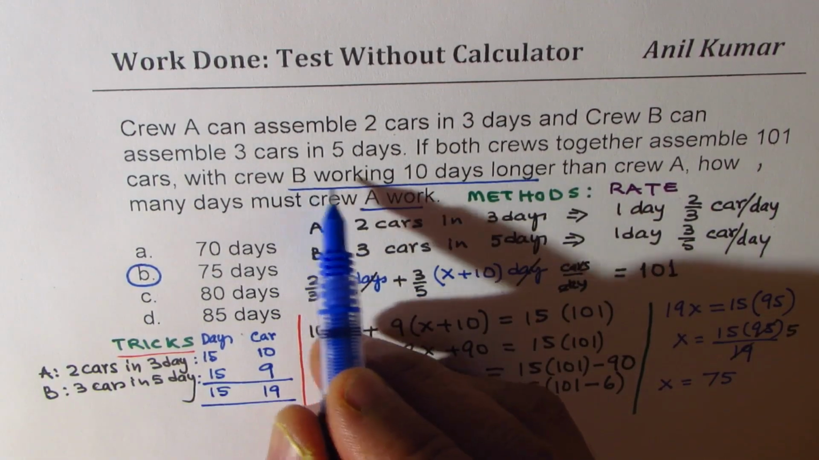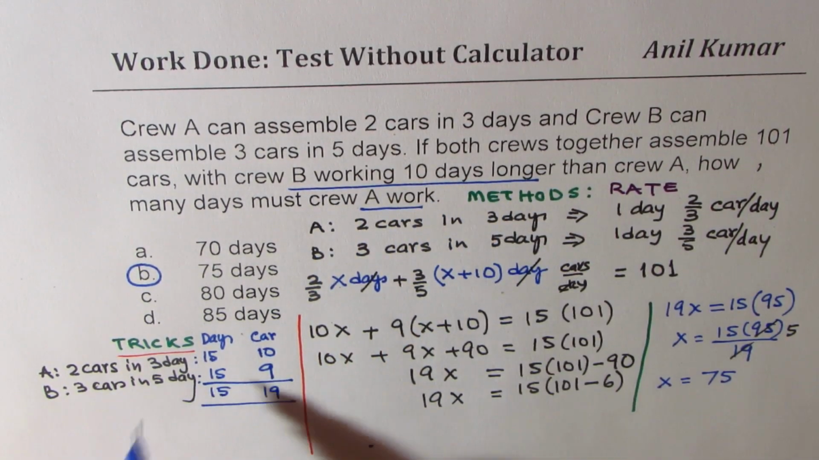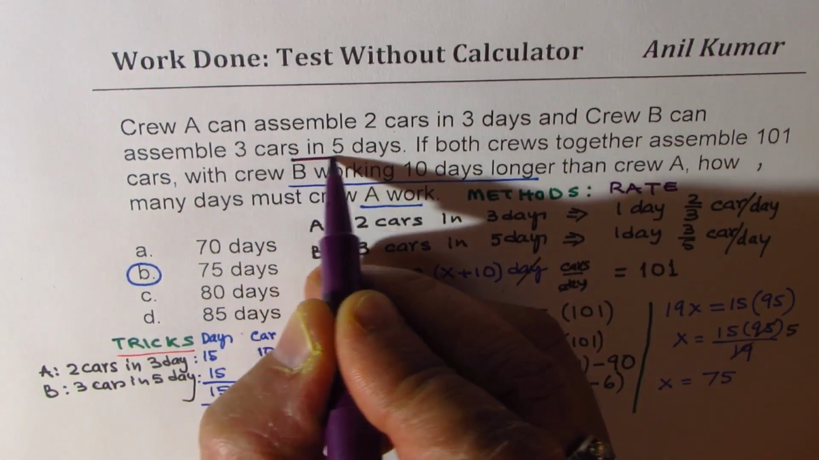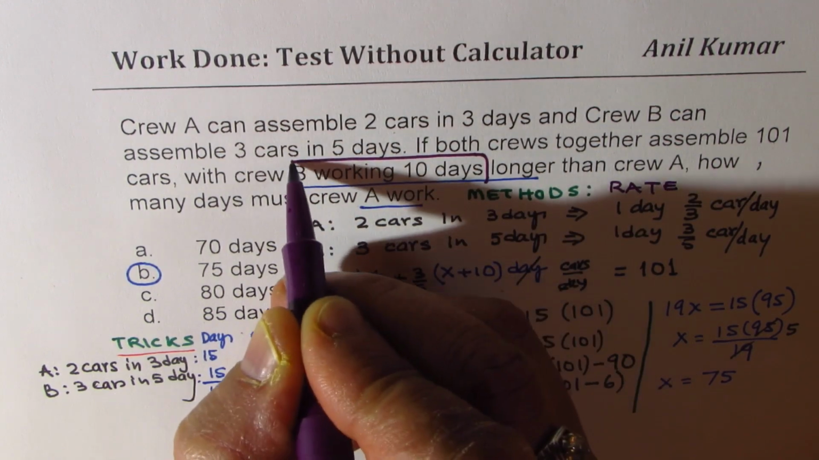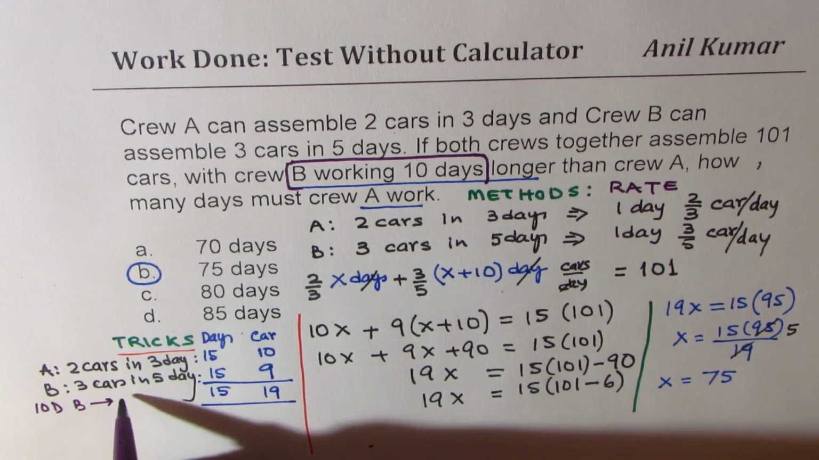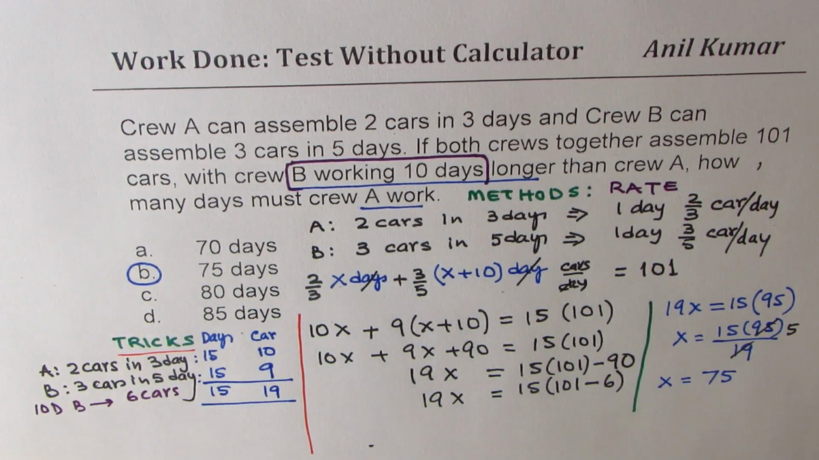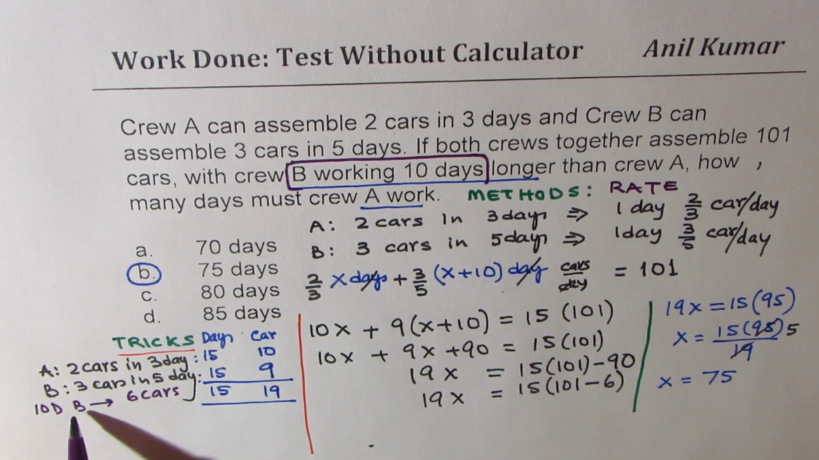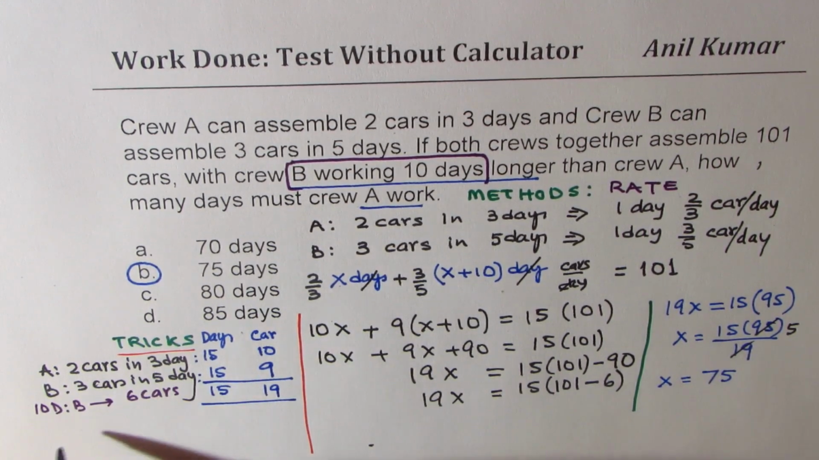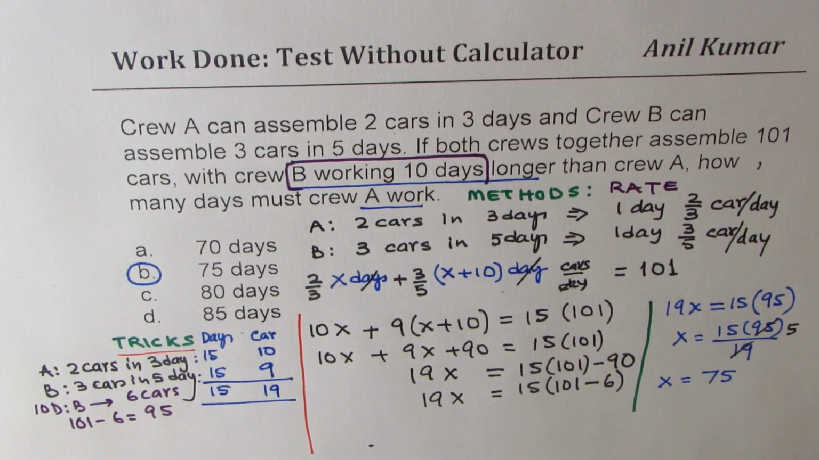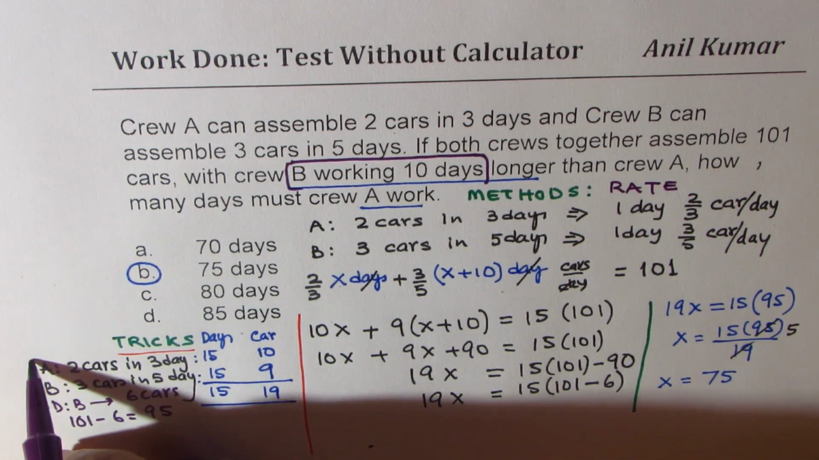Now, B is working 10 days longer. So in these 10 days, when they are working longer, so that means 10 extra days. So in 10 days, B can produce 6 cars. Correct? In 5 days they produce 3. So in 10 days, B can produce 6 cars. So taking away 6 from 101 leaves us with 95. Correct? So 95 is being made by both A and B together.